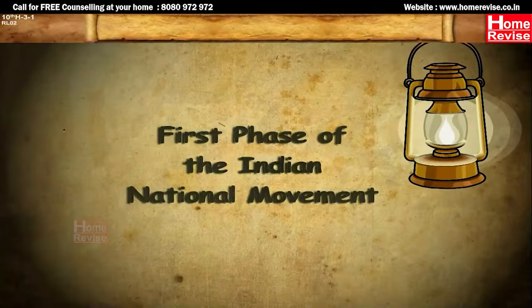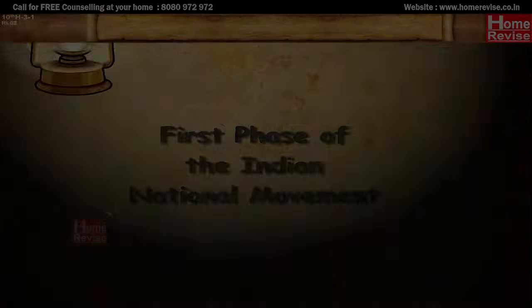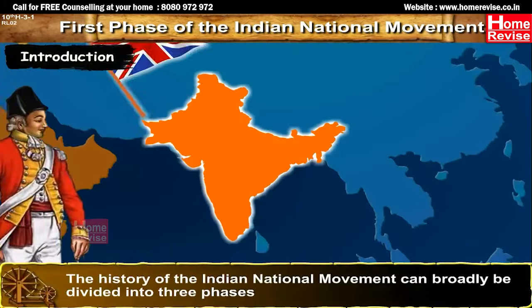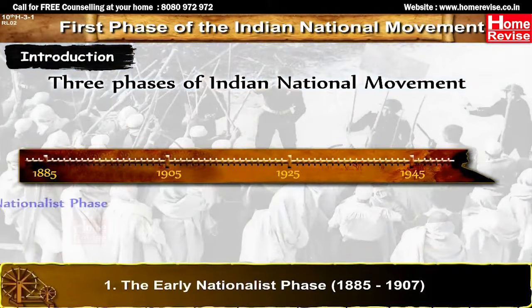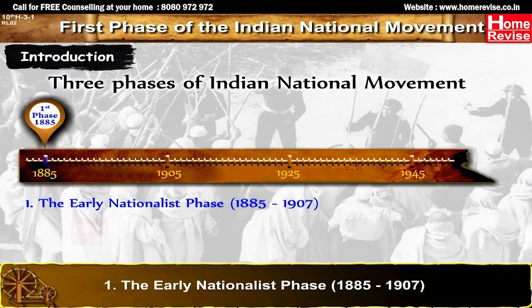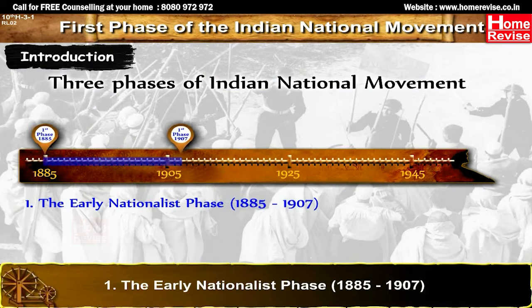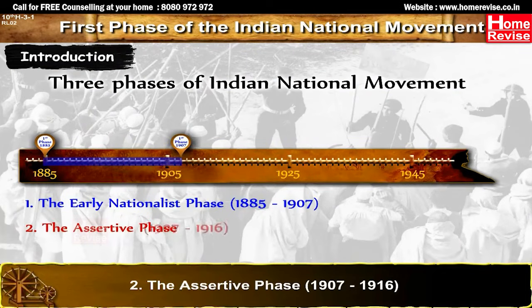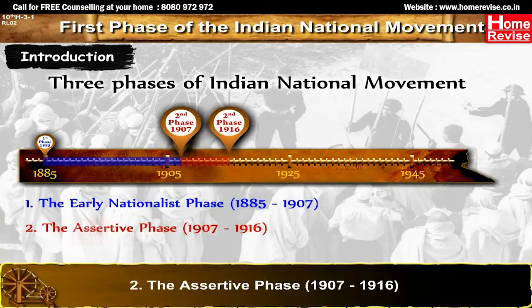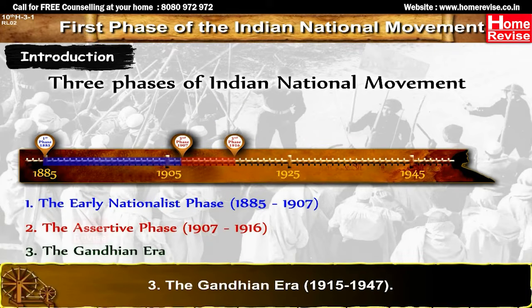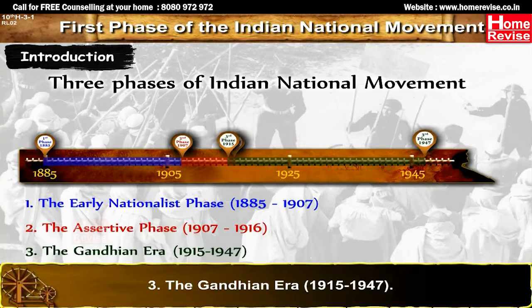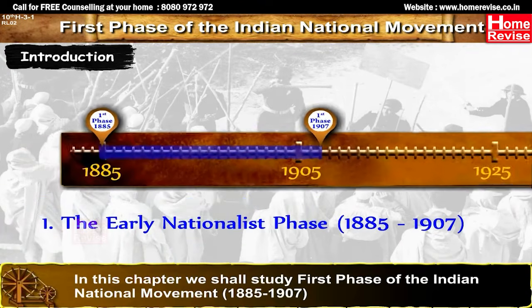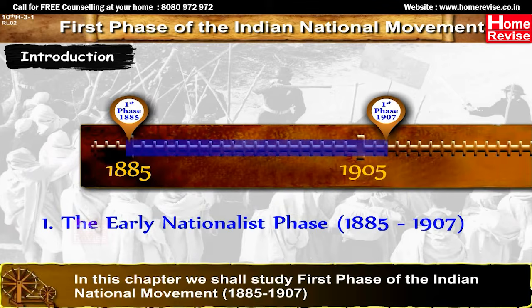Chapter 3. First phase of the Indian national movement. Introduction. The history of the Indian national movement can broadly be divided into three phases. 1. The early nationalist phase, 1885 to 1907. 2. The assertive phase, 1907 to 1916. And 3. The Gandhian era, 1915 to 1947. In this chapter, we shall study the first phase of the Indian national movement, 1885 to 1907.